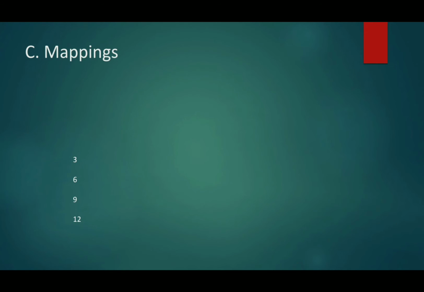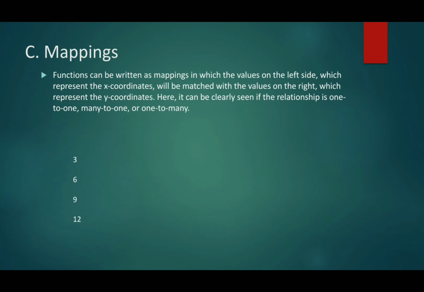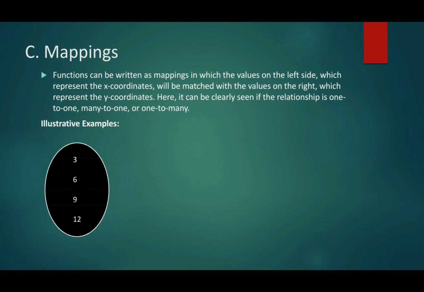Next, letter C, mappings. So, functions can be written as mappings in which the values on the left side, which represent the x coordinates, will be matched with the values on the right, which represent the y coordinates. Here, it can be clearly seen if the relationship is 1-to-1, many-to-1, or 1-to-many. So, examples. So, we have here, tawag dito, ovals. Okay, makikita natin dito sa illustration na to. So, mappings ang tawag dito.